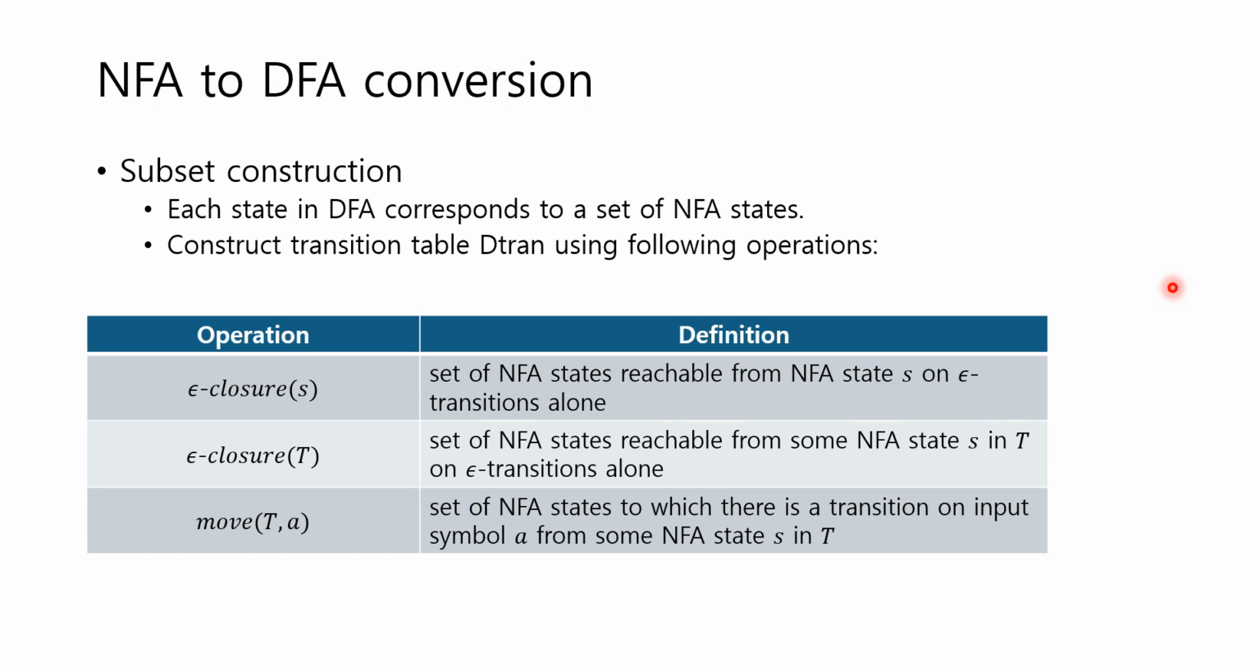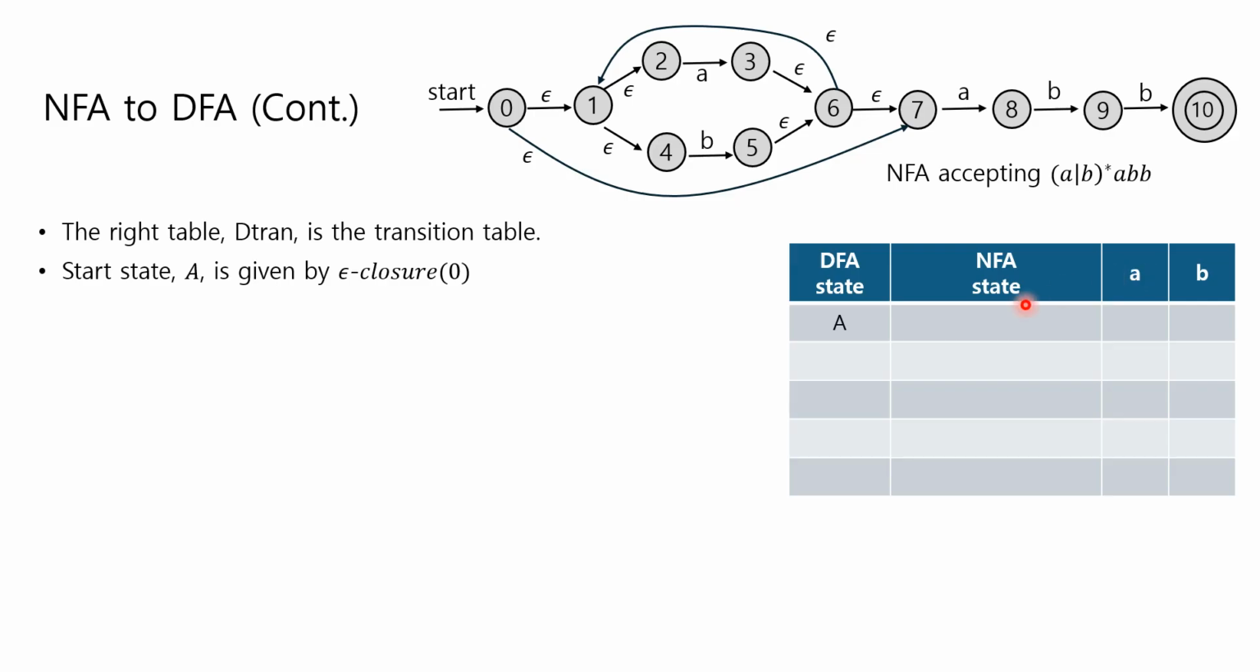Hello everyone, resuming from last time, I'm going to introduce NFA to DFA conversion in today's video. The right table shows the Dtran, which is the transition table, and we first need to calculate the start state A by computing the epsilon closure of 0.